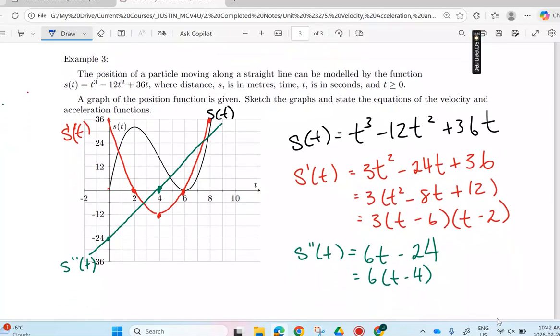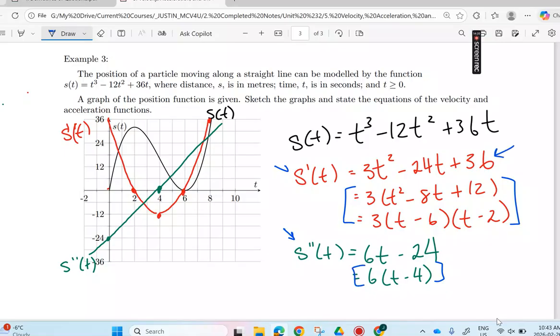Example 3. The position of a particle is given by s(t) equals 2, blah, blah, blah. So that's the black graph that's drawn. I color-coded this. First derivative is in red. Second derivative is in green. Now, finding the derivatives, I don't think I need to explain. It's pretty self-explanatory. But we are asked to sketch it. So I sketched it before I did any of this stuff.